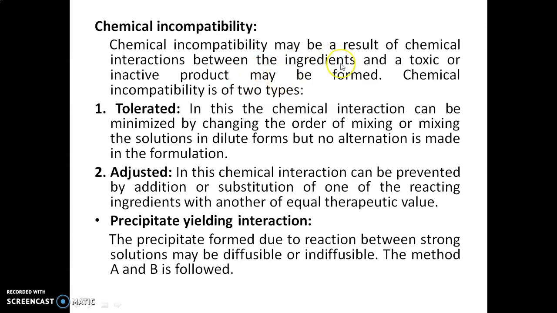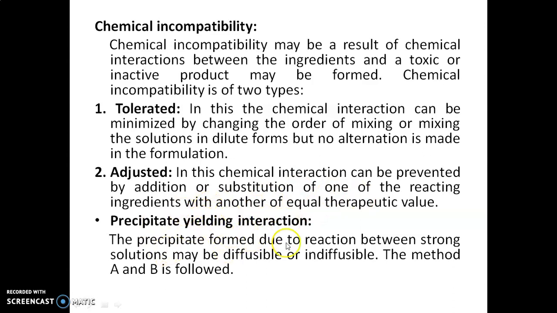may be formed. The chemical incompatibility is of 2 types. The first one is tolerated, in which the chemical interaction can be minimized by changing the order of mixing or mixing the solutions in dilute forms, but no alteration is made in the formulation. And the second is adjusted, in which chemical interaction can be prevented by addition or substitution of one of the reacting ingredients with another of equal therapeutic value. Then, precipitate yielding interactions.